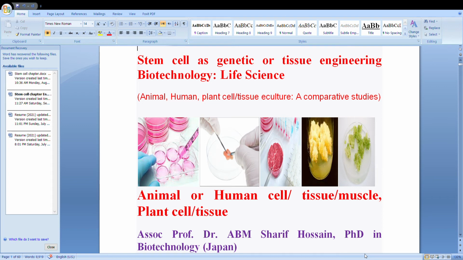Then, what is cell regeneration? You can see here, in short, it is the process of reproducing cells in the laboratory. This is called cell regeneration.